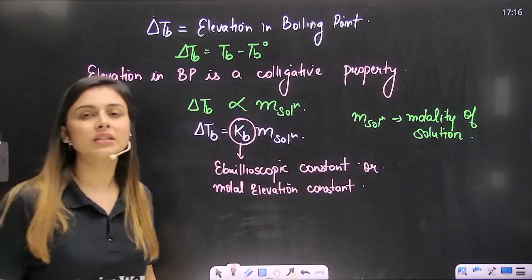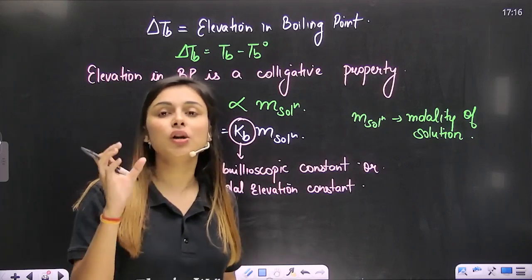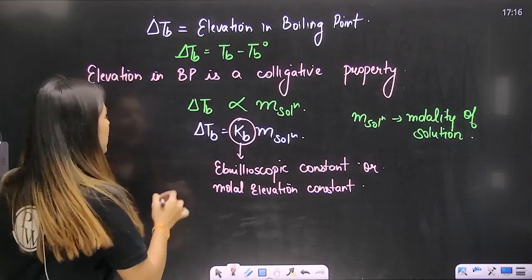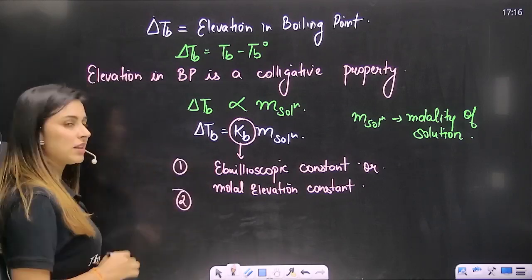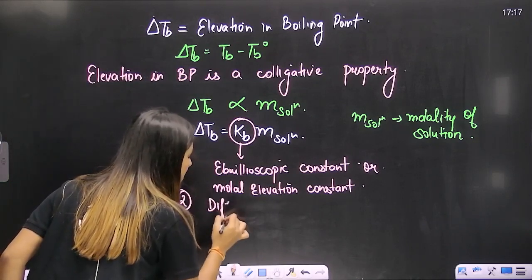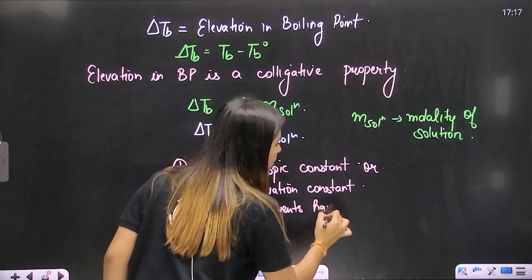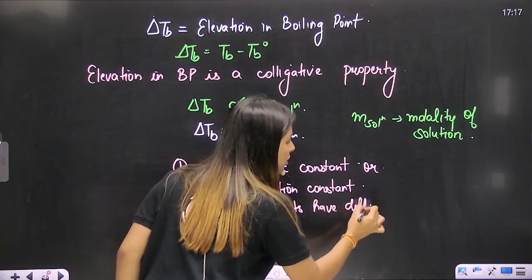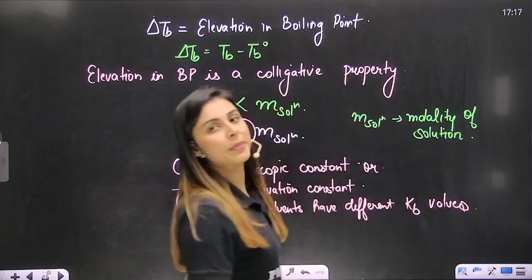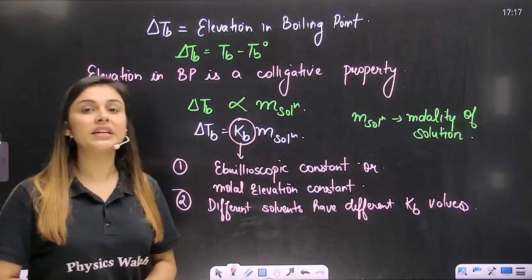And also, my dear students, Kb is a constant which only and only depends on the nature of your solvent. Different solvents will have different Kb values. So this is the first thing which you need to understand. The second thing is that different solvents have different Kb values. We can also say that Kb depends on the nature of the solvent. Yes, so these are the things which you need to understand.